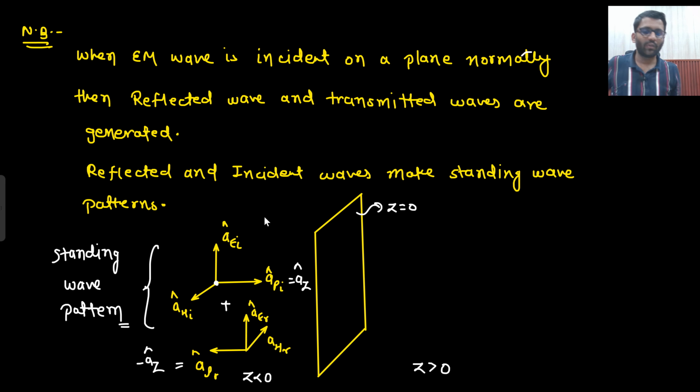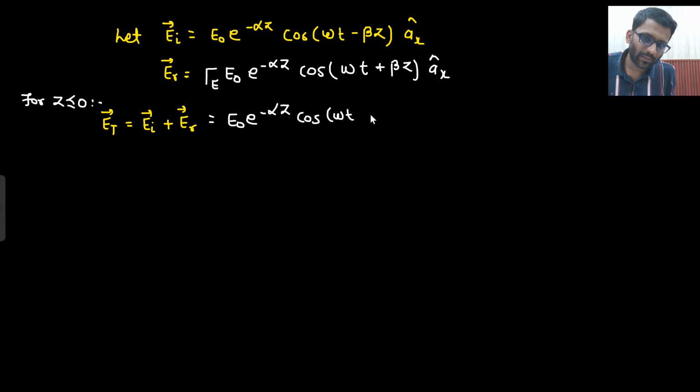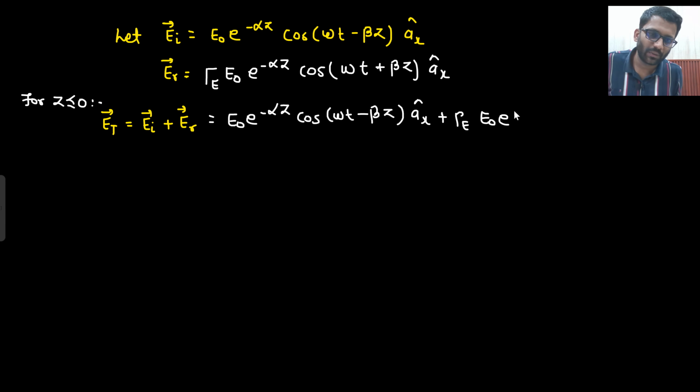Now what will be the total electric field for the region z less than 0? For z less than 0, what will be the total electric field? Just the addition of both of them. So E naught e to the power minus alpha z cos(omega t minus beta z) ax cap plus gamma E naught e to the power minus alpha z cos(omega t minus beta z) ex cap.